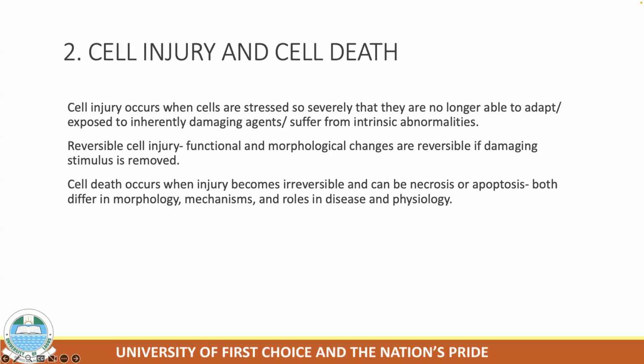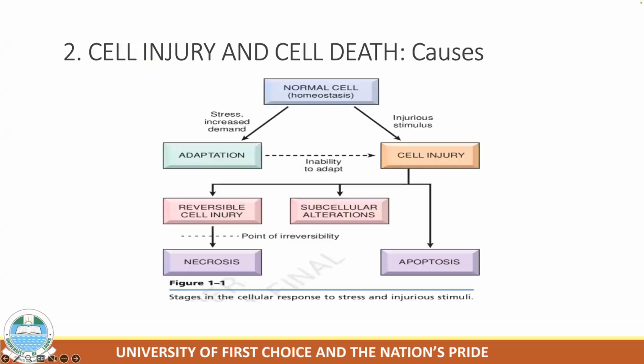And the processes that lead to cell death are different in the way the cells appear, in the mechanisms that lead to the cell death, and in the roles they play in disease and physiology. We're going to look at it quickly. So here we have the normal cell in homeostasis, right? Under increased demand, stress or strain, it will begin to adapt using any of those four methods.